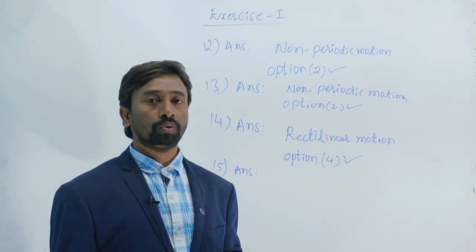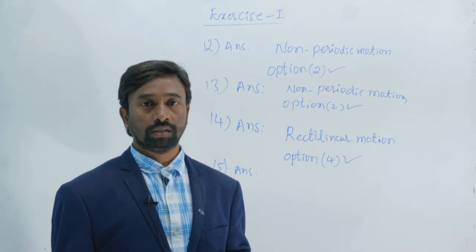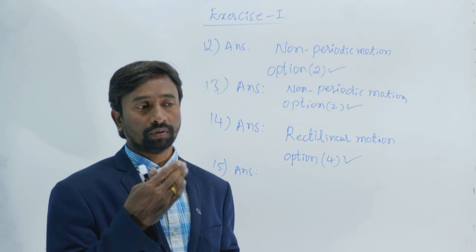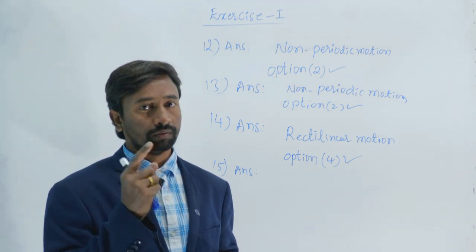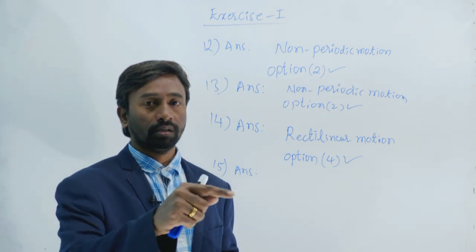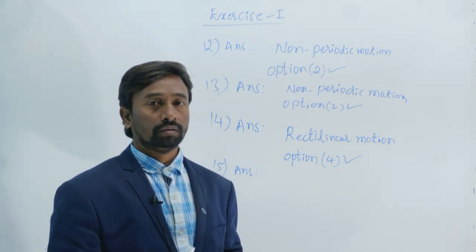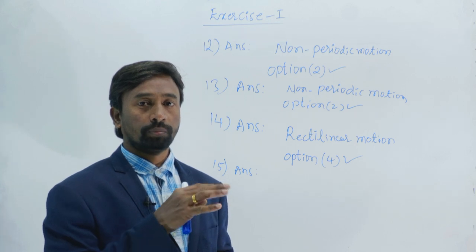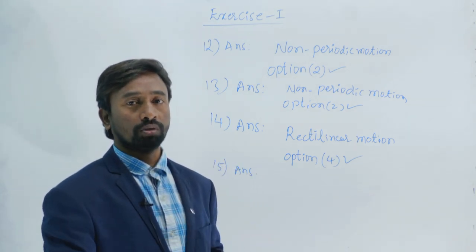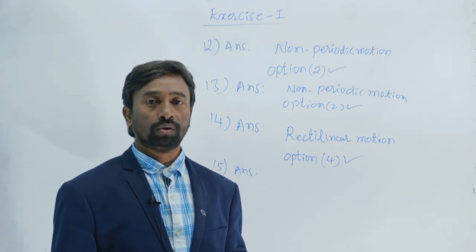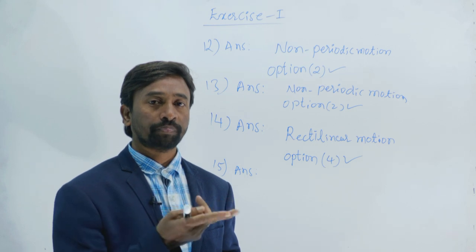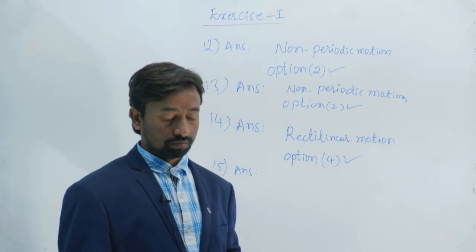Here there are two motions we can observe. One is rotatory motion: if a body is rotating about its particular axis, then we can say it is a rotatory motion, so that will be present. And the vehicle is moving on the straight road, so all the particles of the body, of the vehicle, of the wheels are moving from one place to another place. So here two motions are involved, rotatory motion and translatory motion.